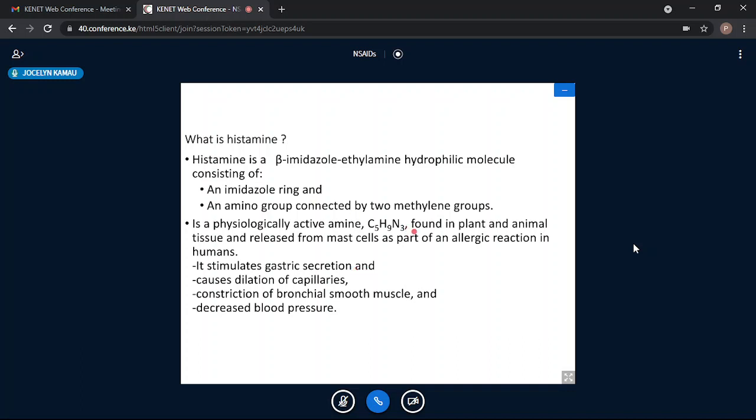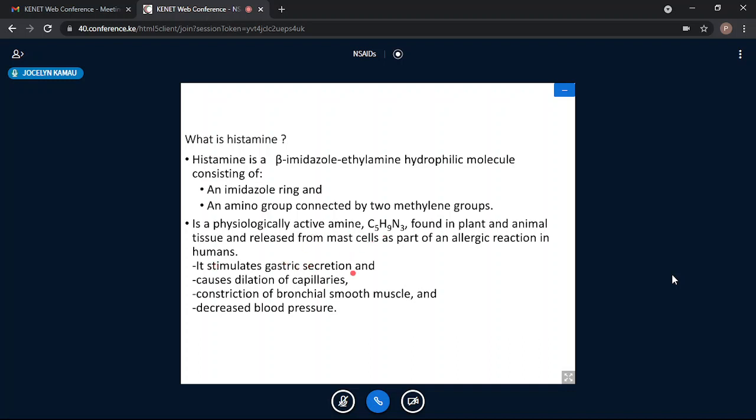So we are saying it's a physiologically active amine found in plant and animal tissues and released from the mast cells as part of an allergic reaction. Remember, an allergic reaction more often than not involves the degranulation of mast cells. When they undergo that, some of the things that come out of those mast cells is histamine, and then histamine goes to its respective receptors, the H1 receptor, binds those receptors and brings about what we are calling the allergic reaction. What are some of the reactions it brings?